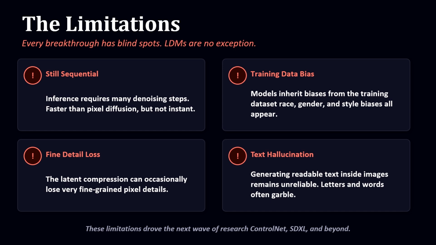It's not perfect. Inference is still sequential. Training data biases show up in the output, and generating readable text inside images is still broken. But these limitations are exactly what drove ControlNet, SDXL, and everything after.